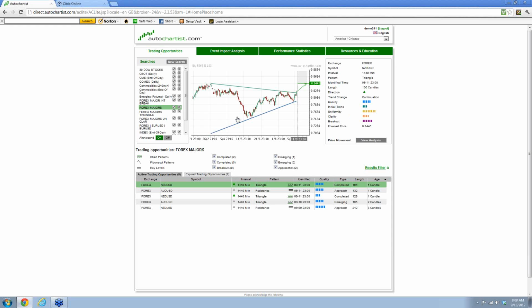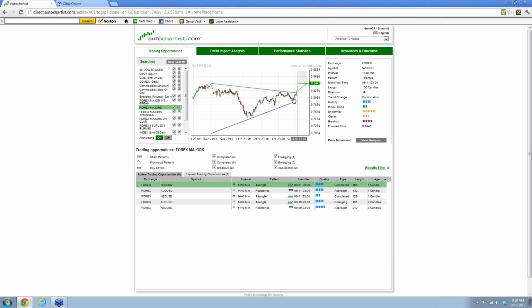So if I'm looking for a breakout move, I want to make sure that I had a strong initial trend, because our trend change here shows a continuation. That means that Autochartist is seeing that the breakout is linked to this initial trend. So if the initial trend is up and the breakout is up, we have continuation. So if I like to trade continuation patterns, or if I think the market's going to pick up where it left off before this pattern was formed, I want these two to match in the same direction.